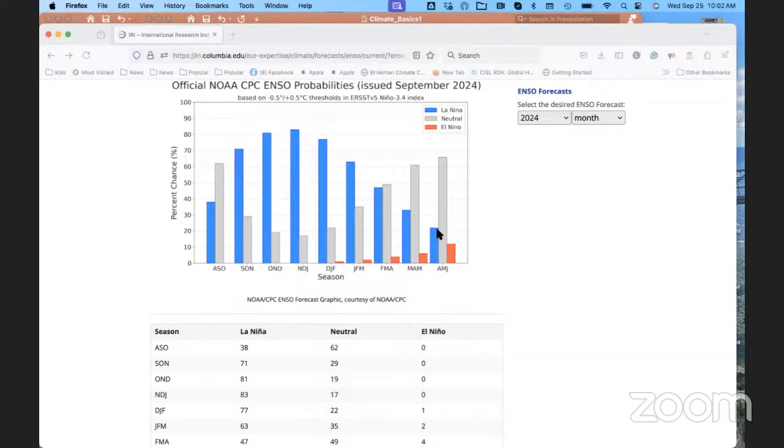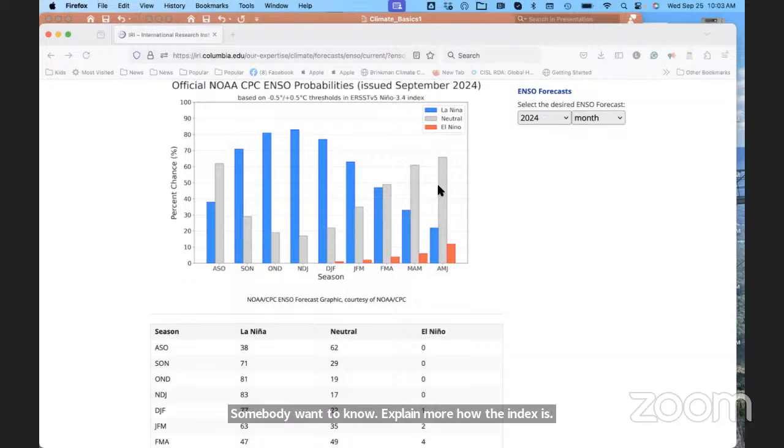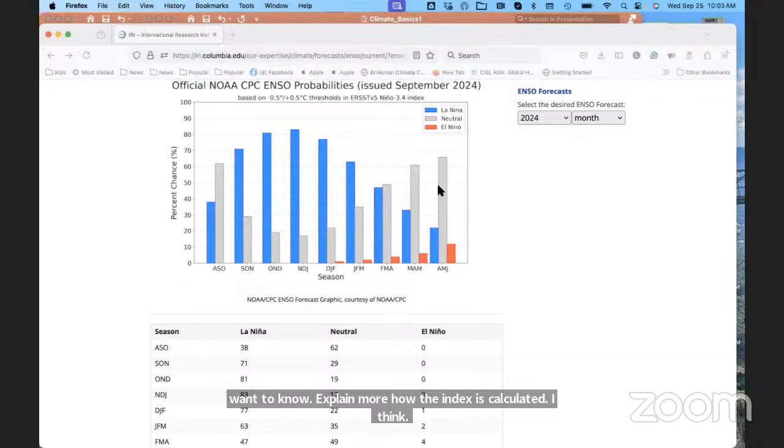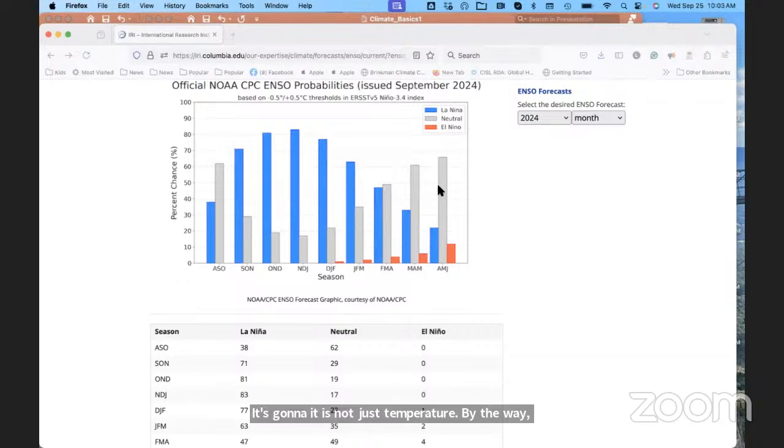Somebody wants to know how the index is calculated. It is not just temperature, by the way, the Nino index includes other factors. I can give you a link if you want.